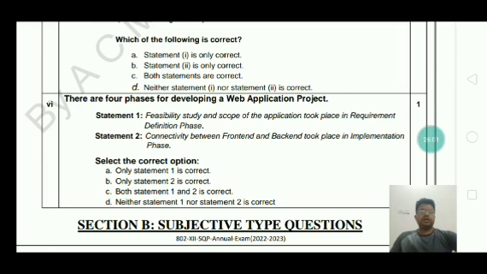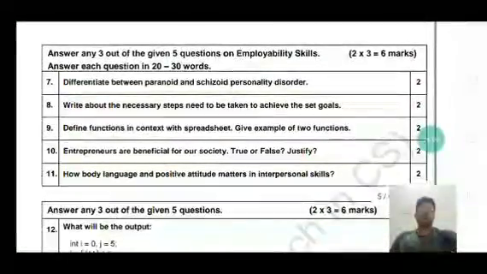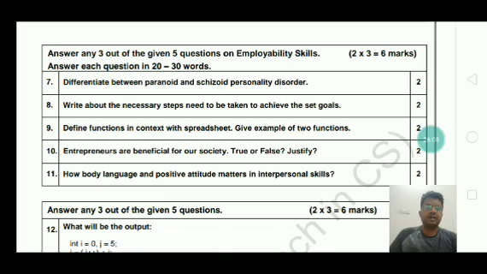Okay. Now subjective type questions. Section B. Answer any 3 out of the given 5 questions on employability skills. So here all the 5 questions are from employability skills. From these 5 questions you have to answer any 3 questions, and you have to answer each question in 20 to 30 words. That means within 1 to 2 sentences. Okay, not more than that.